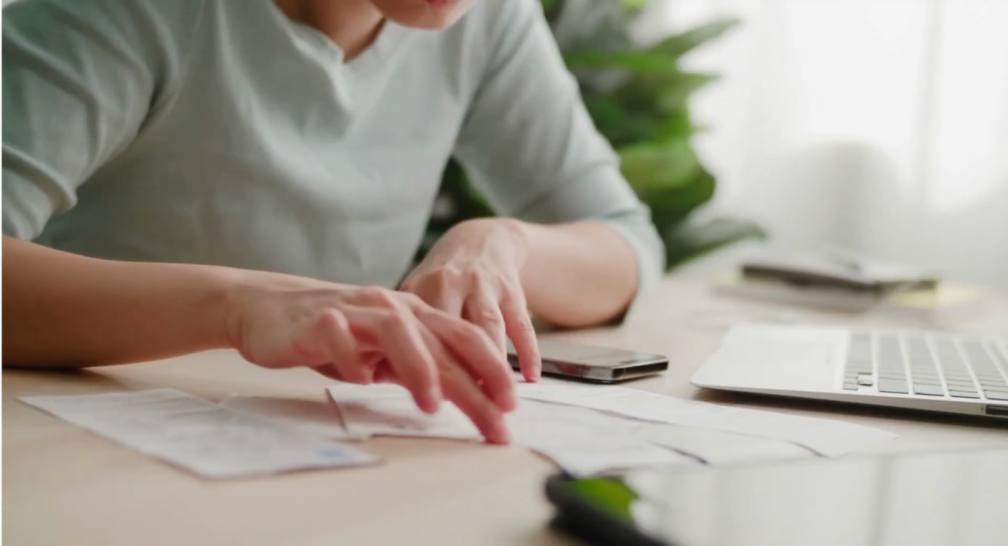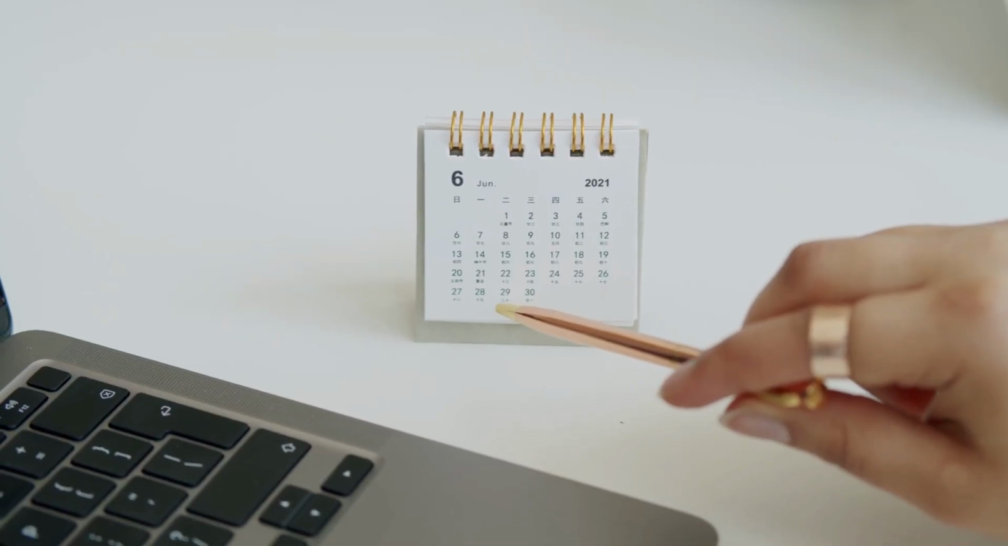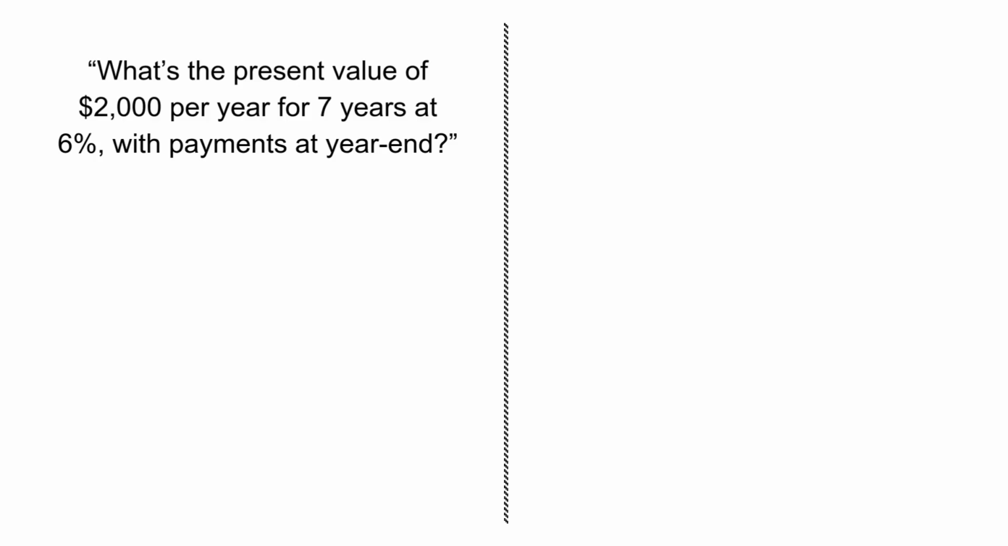Let's dive into an annuity present value problem. Since the payments are made at the end of each year, this is an ordinary annuity. The question is, what's the present value of $2,000 per year for 7 years at 6% interest?